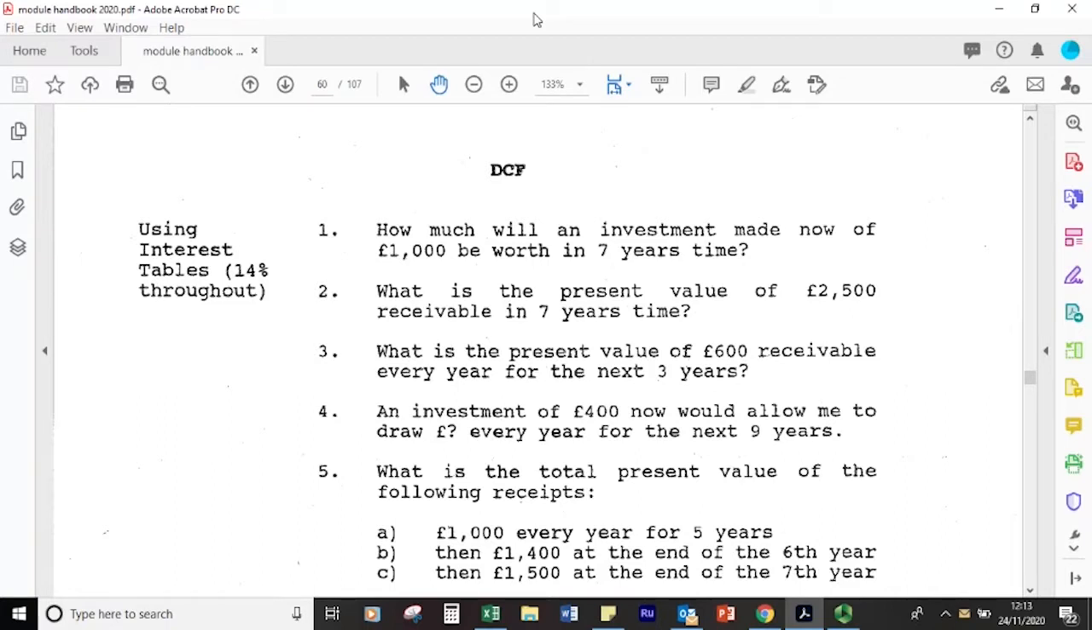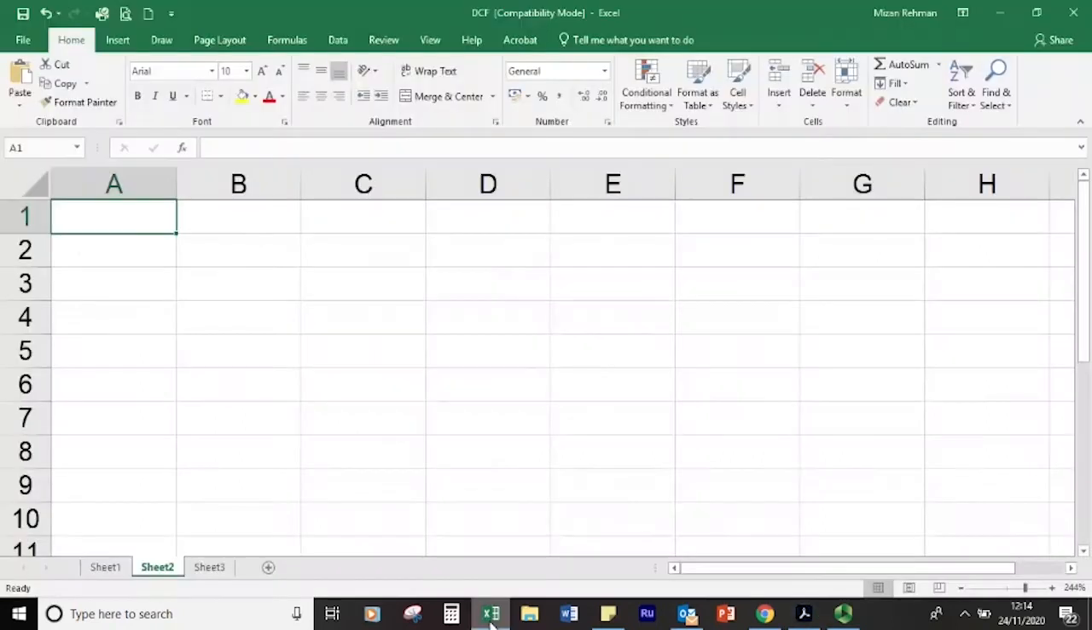How much will an investment made now of 1,000 be worth in 7 years' time? So the question we need to understand is, if we leave £1,000 in an investment in a bank or in a business, and every year we are getting a return of 14%. This return could be interest or this could be profit of 14%, and we leave the principal and the return. We don't withdraw anything. How much would that be worth? Now this question is on compound interest, how the compound interest works.